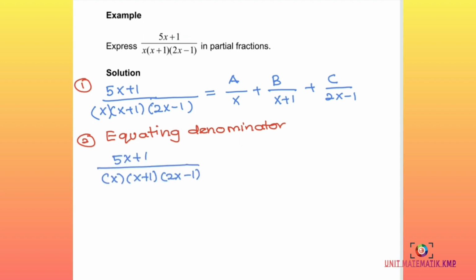To equate denominators, for A we only have x here. We still do not have x plus 1 and 2x minus 1, so A we need to multiply with x plus 1 and 2x minus 1. Plus B. For B we only have x plus 1, so there are two other factors that we need to multiply with B. And C we need to multiply with x and x plus 1.